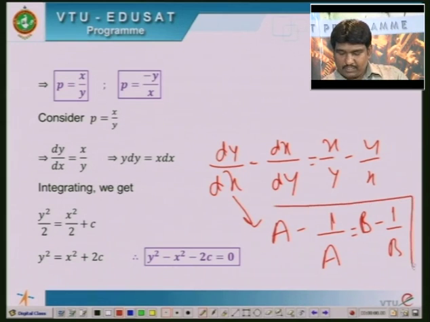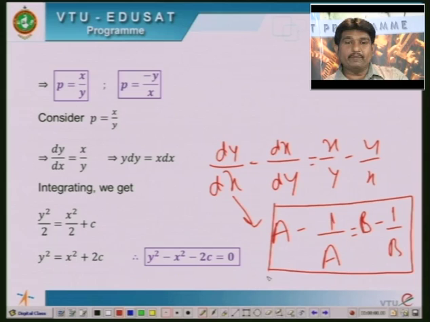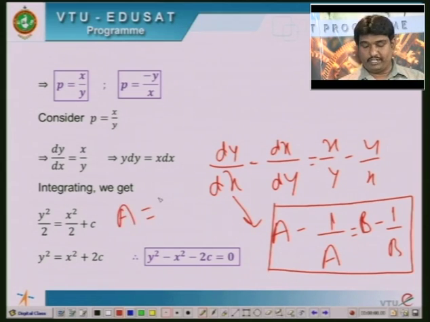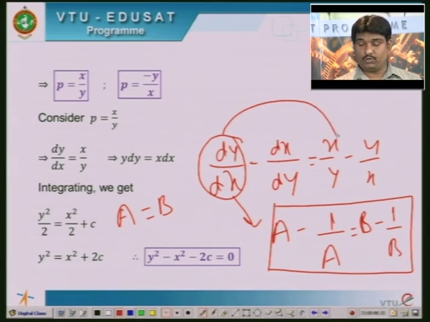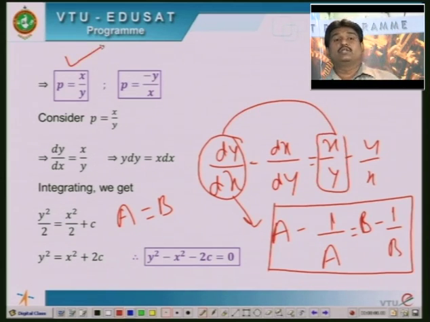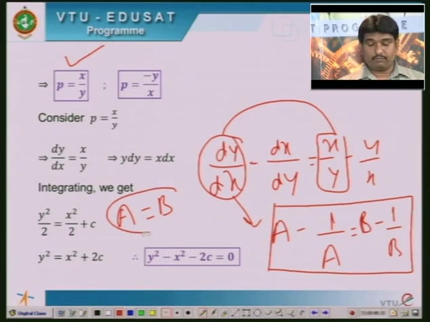And this arrangement is possible in two cases. A minus 1 by a equals to b minus 1 by b in two cases. If a equals to b, straightforward. A equals to b means what? Dy by dx equals to x by y, which is here. P equals to x by y, dy by dx equal to x by y. This is one possibility. Or a equals to minus 1 by b.